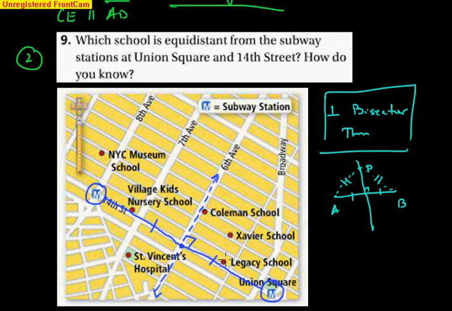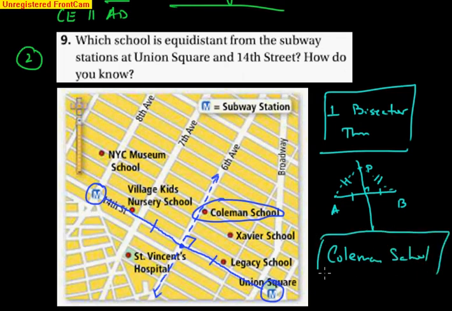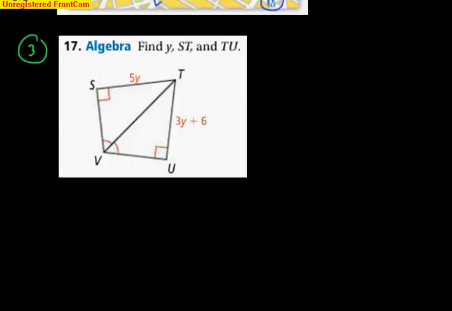angle, perpendicular bisector. So the question is, which school is equidistant from those 2 points? Or which school is on the perpendicular bisector? And you see that Coleman School right here is the closest one. So your answer to this problem is the Coleman School. And again, because it is on the perpendicular bisector of the segment connecting the two subway stations that we wanted to be equidistant from. Okay, here we go. Next one.